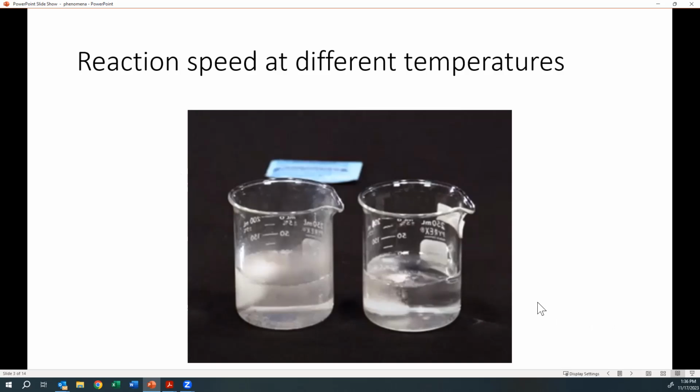So the first one I want to talk about is how reaction speeds change as you change the temperature. The higher the temperature is, the faster the chemistry goes. If you cook, you know this. Things cook faster in a higher temperature oven than in a colder temperature oven.